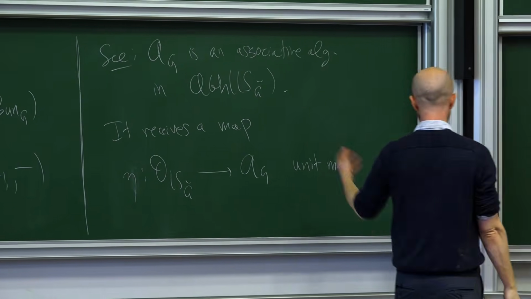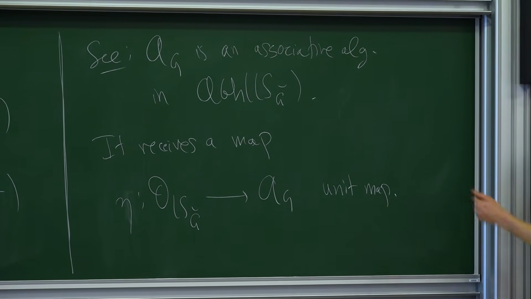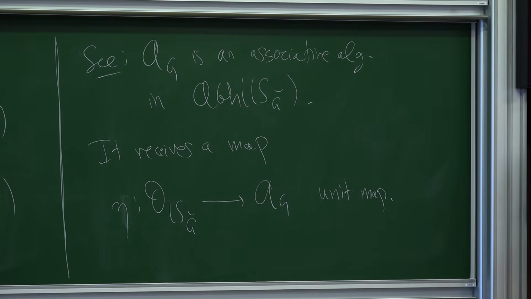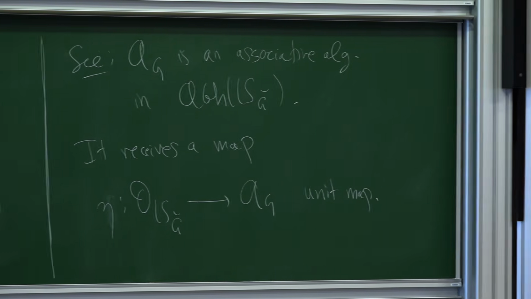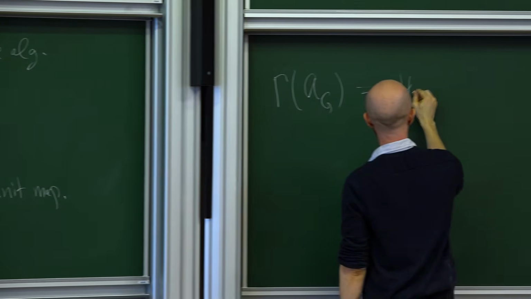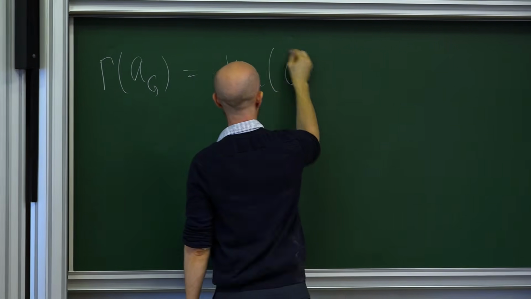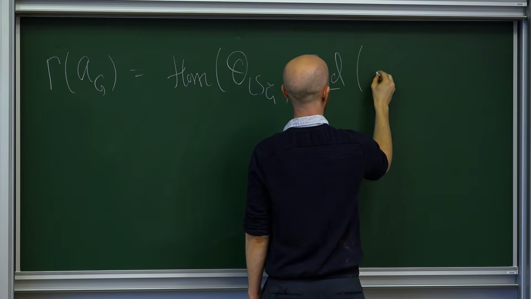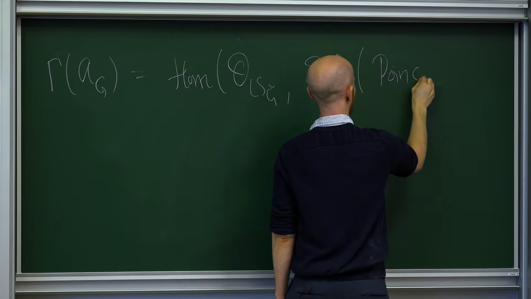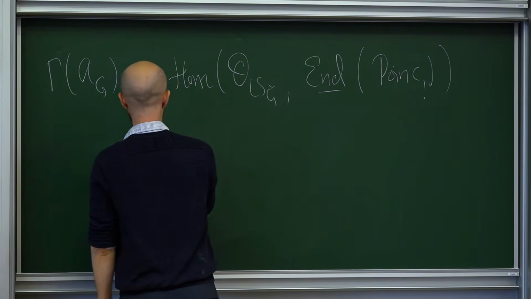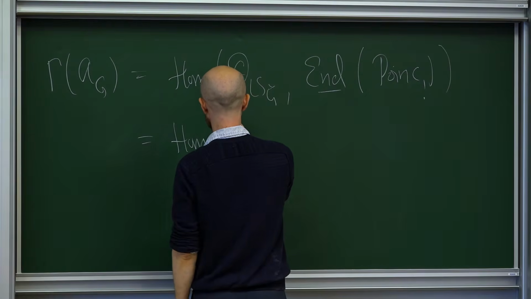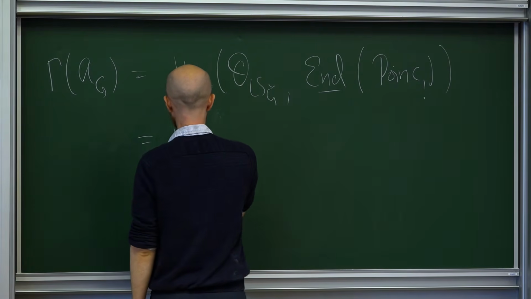And if I want to think concretely about what this AG is, first, if I want to compute, let's say, the global sections of AG as a sheaf, so this is Hom from O_Loc_G check into these internal endomorphisms of the Poincare sheaf. And so what is that? That's just endomorphisms of the Poincare sheaf itself.